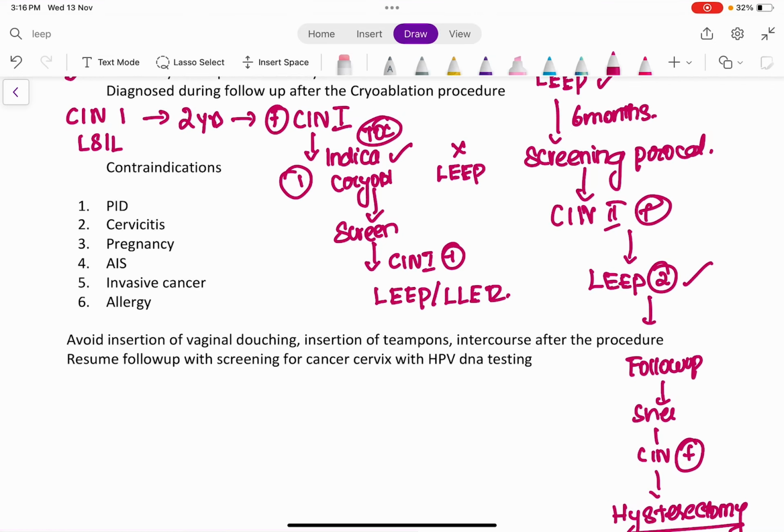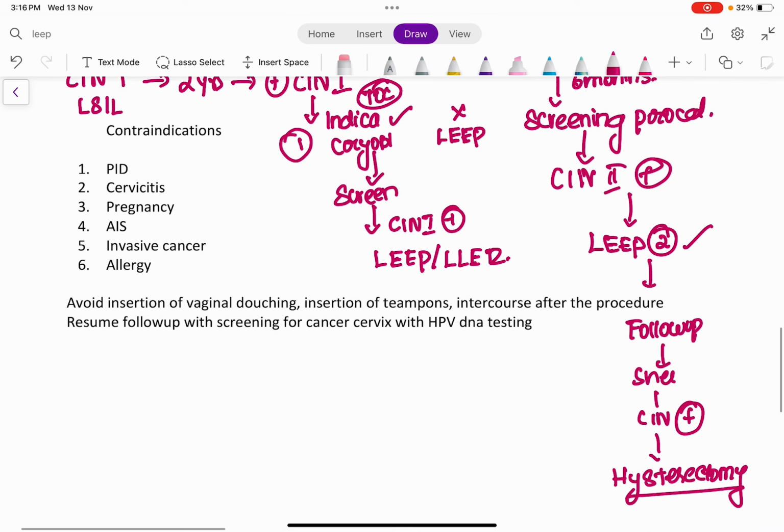Now, we have dealt with the indications for this procedure. Now, what are the contraindications for this procedure? The contraindications are any infections, am I right? Pelvic inflammatory disease, cervical inflammation due to some infection, cervicitis, and pregnancy. You can't do this procedure when the patient is pregnant. The patient has to complete her pregnancy, and after she delivers her baby, she can opt for this procedure. So pregnancy is also a contraindication.